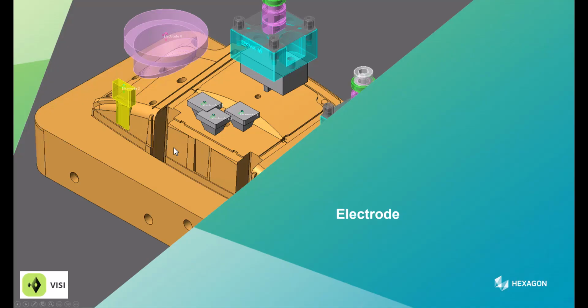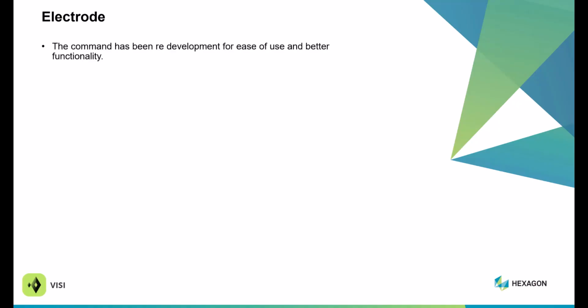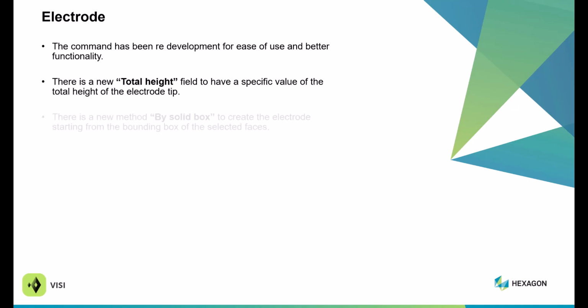So now we're going to see what's new within the Electrode module. Within the Electrode command, the command has been redeveloped for ease of use and better functionality. There are a few new options within this. One of them is total height. This field allows you to show what the total height is for the electrode tip.